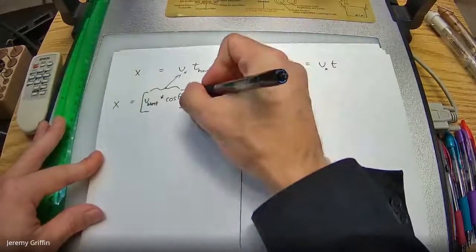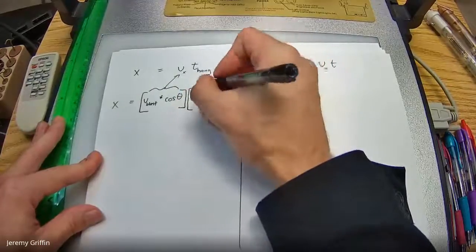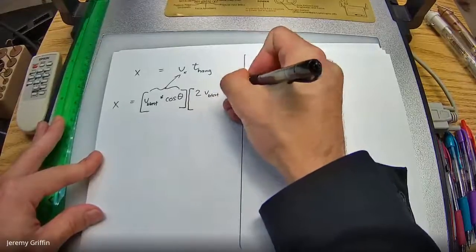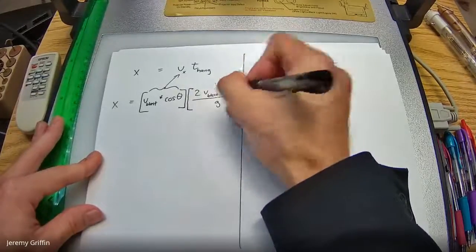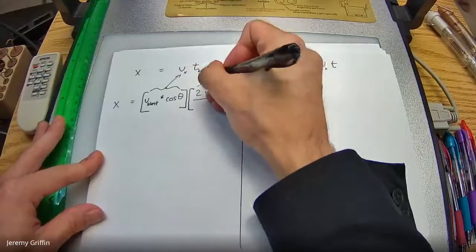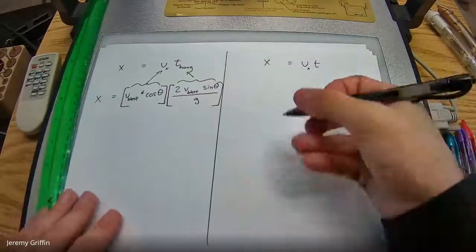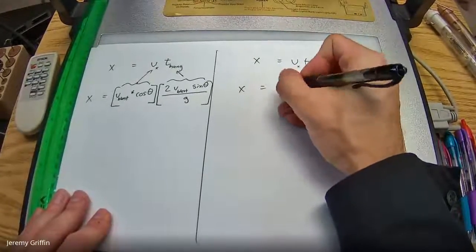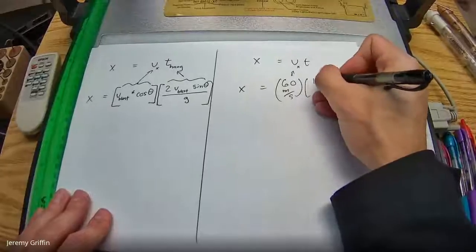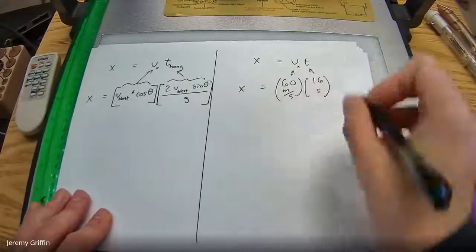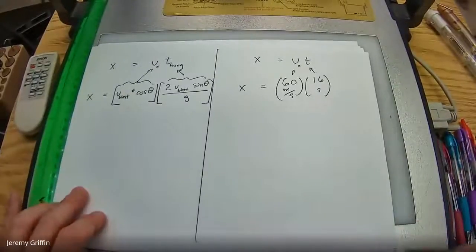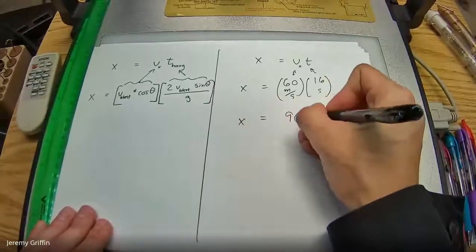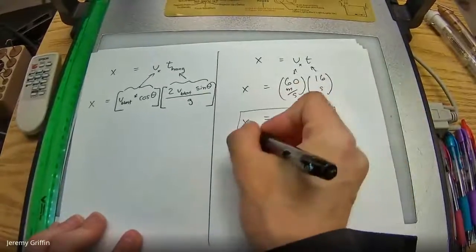And the hang time also was its own expression. It was 2 times v blast times sine theta all divided by g. So that expression represents that. That's continuing from your notes. The numbers look a lot nicer. It's going 60 meters per second straight across, and it did that for 16 seconds. Boom, boom. So we can very quickly get the answer right here. This comes out to 960 meters. That's how far. Man, that's a long way.